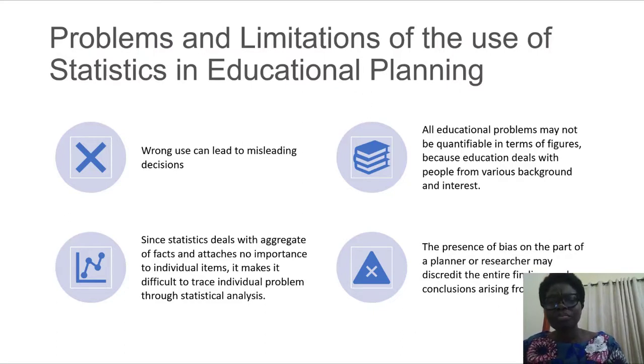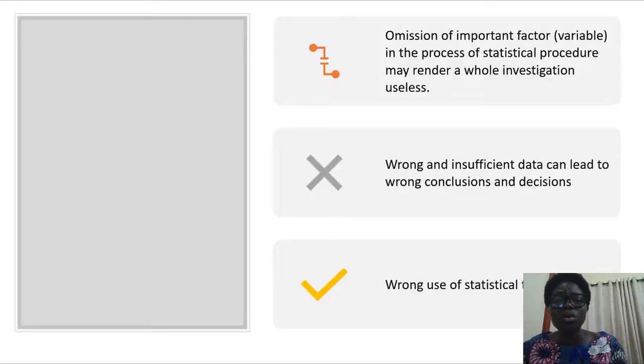Then again, there is the presence of bias on the part of the planner or the researcher. Sometimes, because we are human, when we are collecting data we may be biased, or when we are analyzing data we may be biased. So the feeling of the researcher or the planner could interfere with the results you are going to present. And when this happens, it affects the decision altogether.